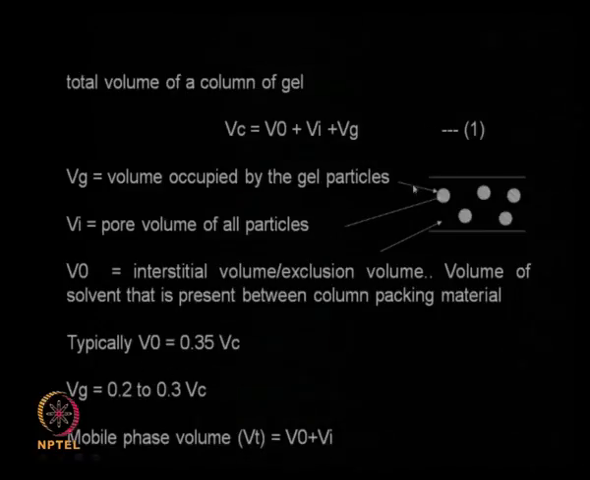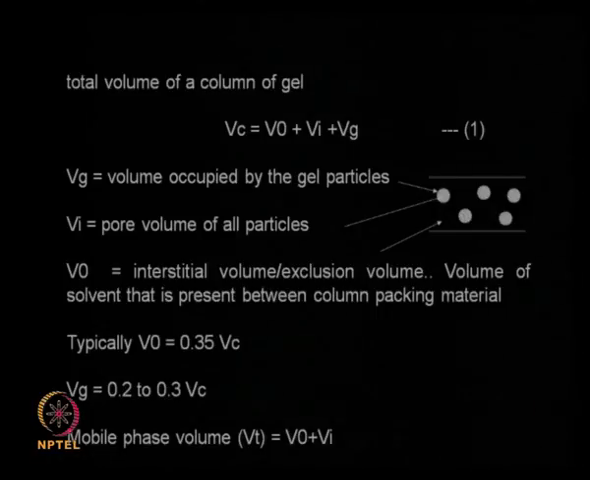Whereas if you look at Vg, that is the volume occupied by the gel particles, that will be about 20%-30% of this Vc, that is the total. So the remaining is the pore volume actually. Now the volume occupied by the mobile phase will be occupying all these empty spaces, that is the V0, plus the mobile phase will also be present inside the pores, that is the Vi. So the total volume of the mobile phase inside the column will be V0 plus Vi. Vg is the actual volume occupied by the gel particle.